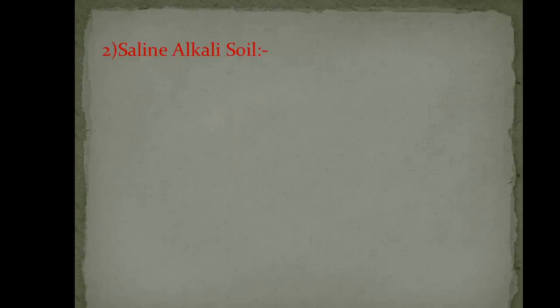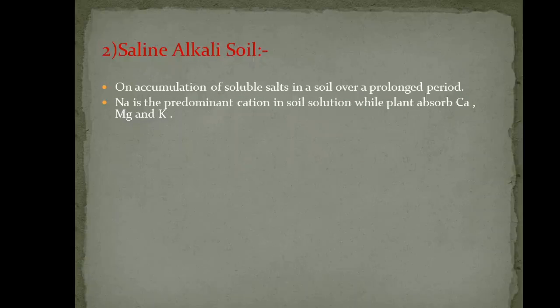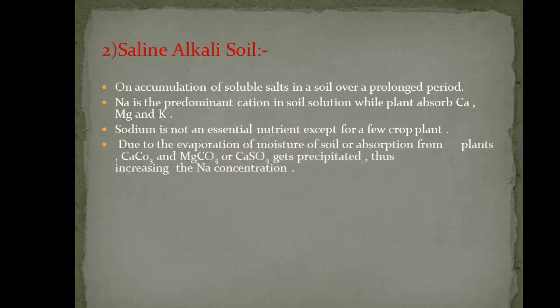Next is saline alkali soil. In saline alkali soil, on accumulation of soluble salt in a soil over a prolonged period, Na is the predominant cation in the soil solution, while plants absorb calcium, magnesium and potassium. Sodium is not an essential nutrient except for a few crop plants.